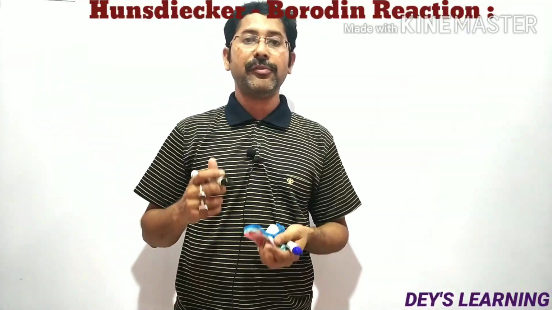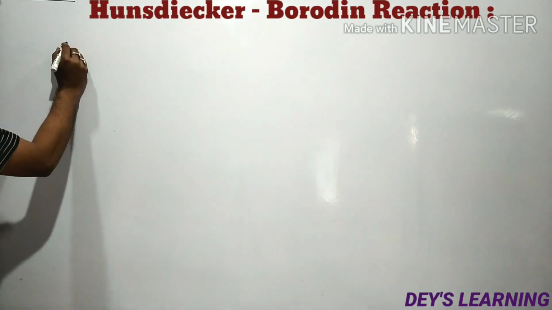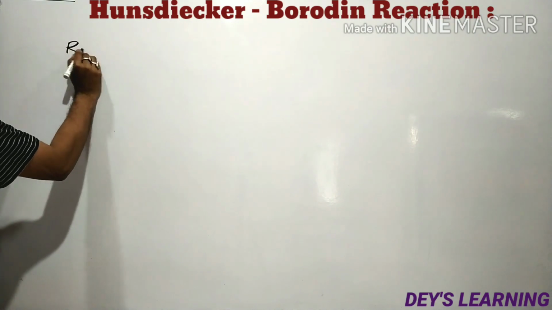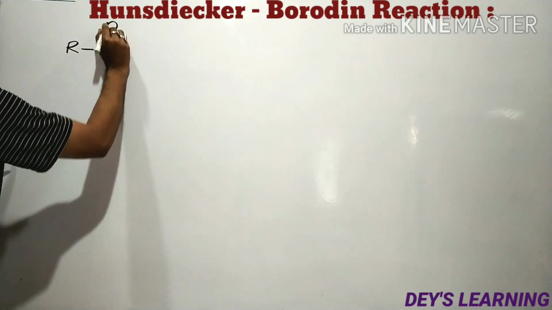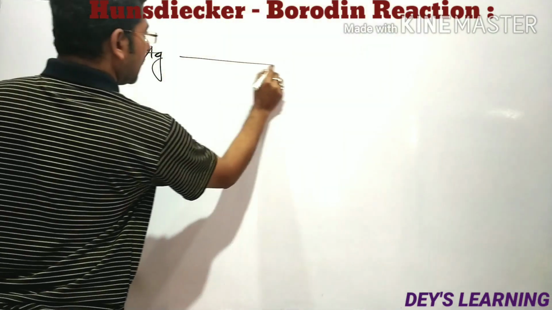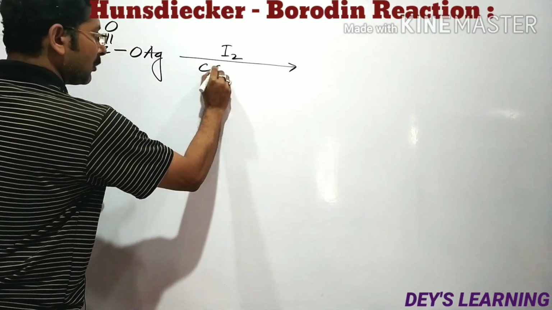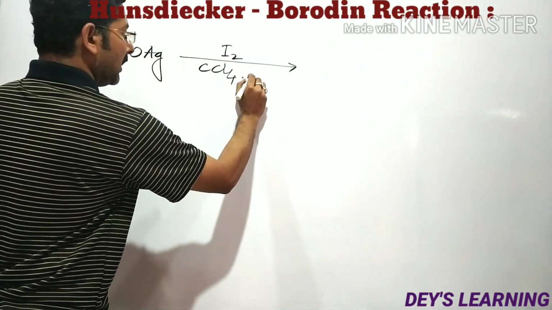There are many scopes of the Hunsdiecker-Borodin reaction. Like if we treat the silver carboxylate molecule in presence of iodine in carbon tetrachloride or ether medium and reflux.